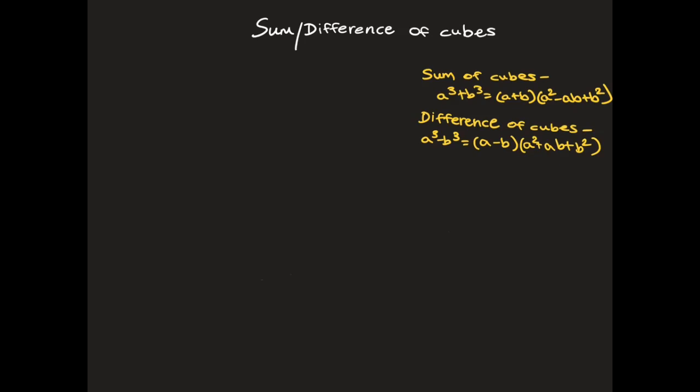So sum of cubes is a cubed plus b cubed equals that formula. And difference of cubes is a cubed minus b cubed, which is equal to this formula. Now, one way to remember this is through an acronym. A cubed plus b cubed would mean sum, a cubed minus b cubed would mean difference. The acronym is called SOAP. That's an interesting acronym because it tells you exactly how to write this formula. It's a way to remember the formula.